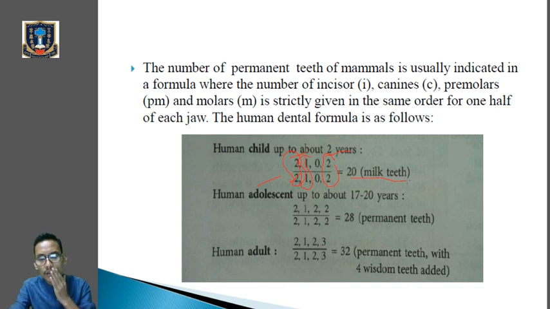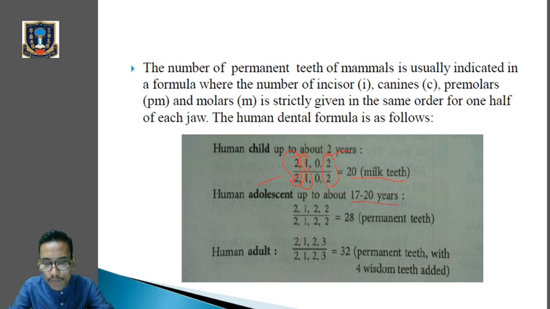Are you getting it? You have just written the formula of this half of the jaw, where we have found 10 teeth. In the upper part 2 incisor, lower part 2 incisor, 4. In the upper part 1 canine, lower part 1 canine, that means 2 canine. There is no premolar in the upper part or the lower part. Then we have 2 molar in the upper part and 2 molar in the lower part, so 4 molar. When we count it, 1/2 of each jaw there are 10 teeth. So 10 plus 10 will be 20. So the human child has 20 milk teeth. Now let's go to the human adolescent up to 17 to 20 years.